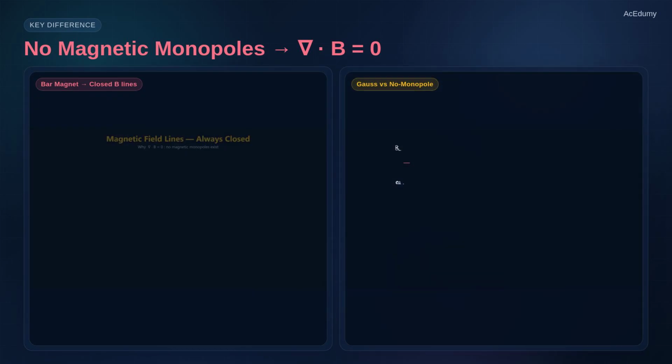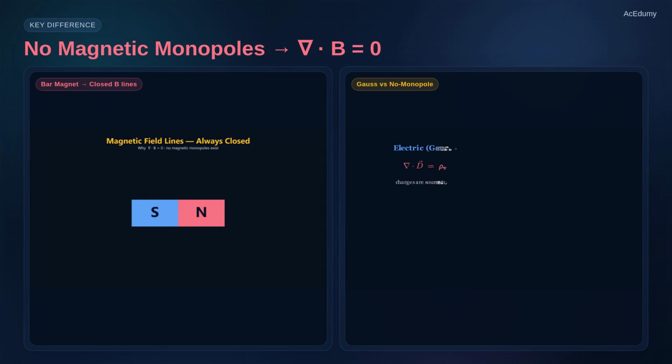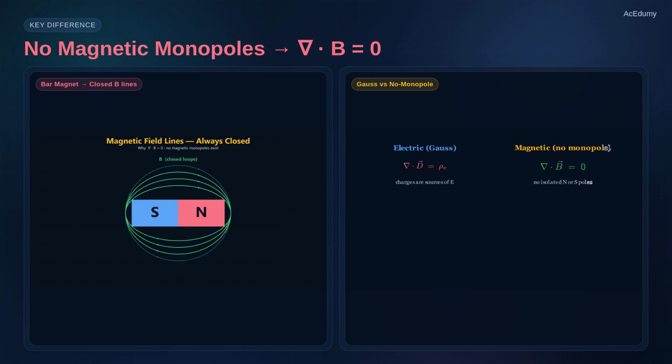Here comes the big difference between electric and magnetic fields. For the electric field, we had Gauss's law. The divergence of D equals the free charge density ρV. Charges are the sources of E. For magnetic fields, the analogous law reads divergence of B equals 0. Everywhere. Always.